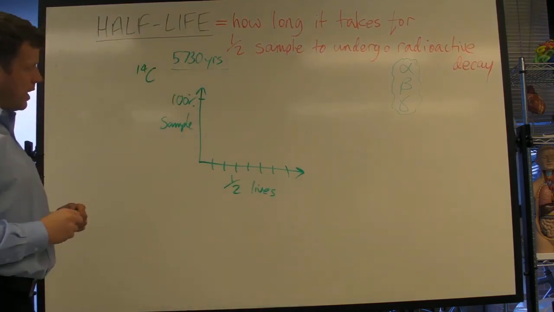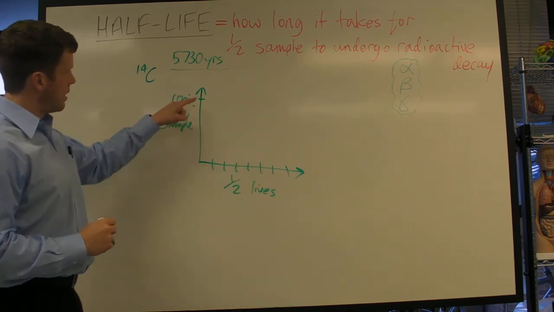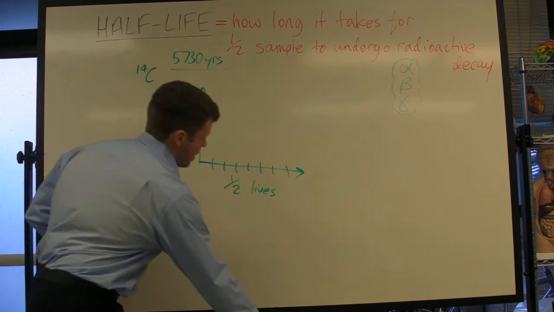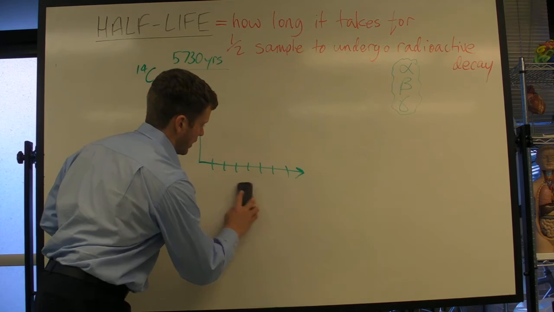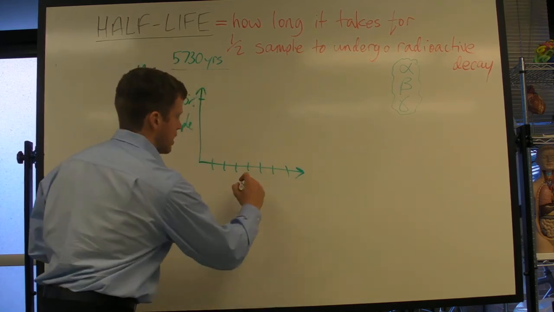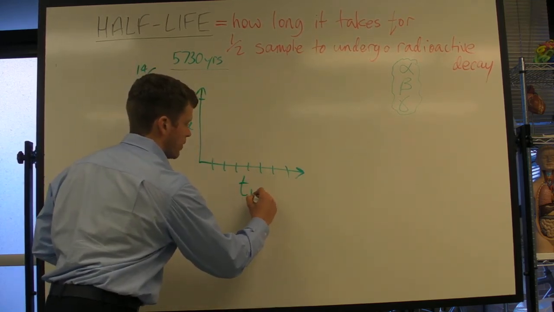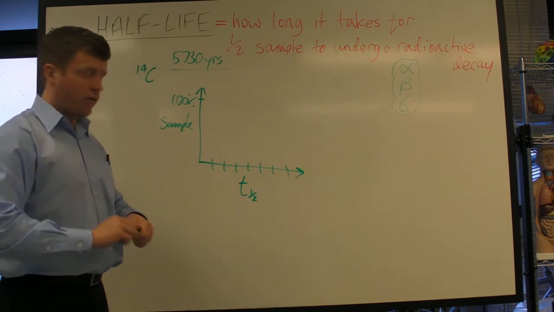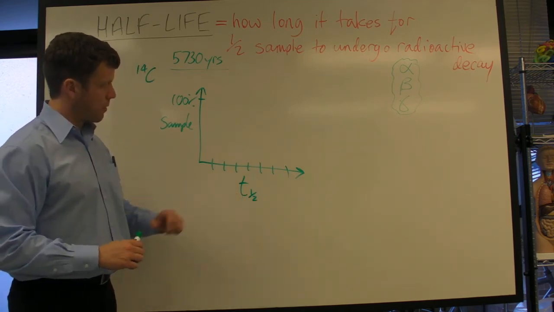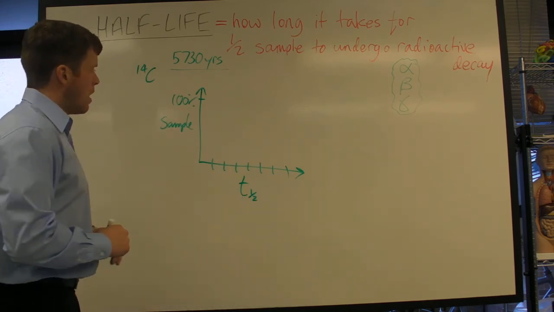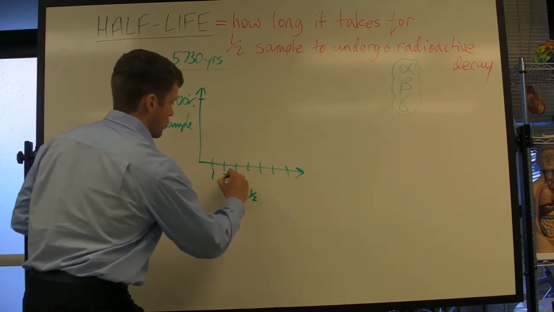So that would be half-lives on the x, and then this is 100% of the sample. I'm actually going to change that slightly. I'm going to start using the official notation for half-life, which is a T with a subscript of 1/2. So if this is 1, 2, 3.